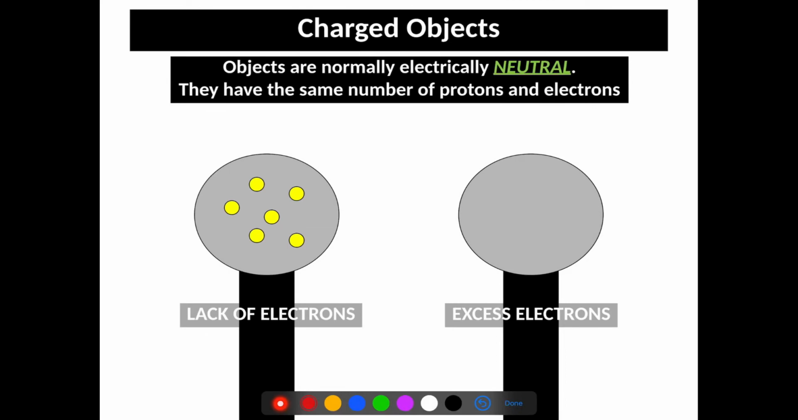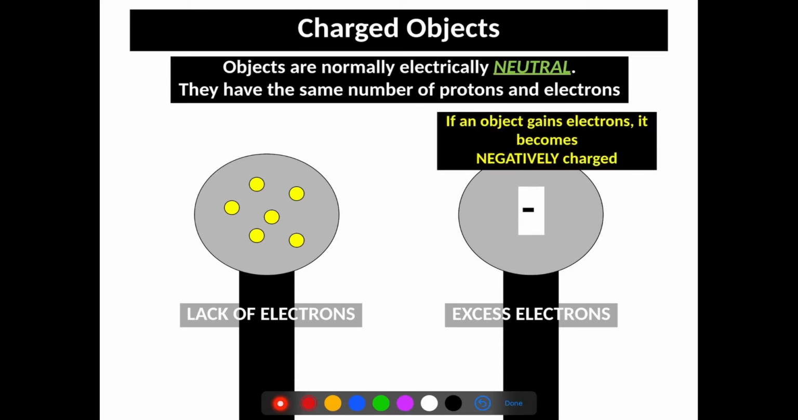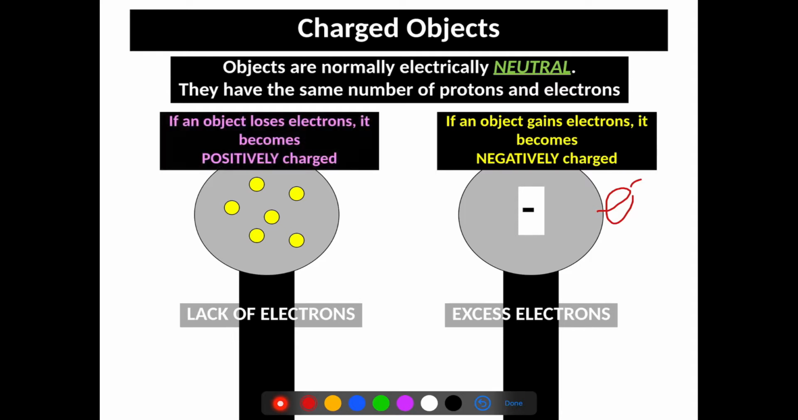So if this sphere here gains electrons, we say it becomes negatively charged. That means it has more electrons than protons. And on this side, this metal sphere lost electrons. It now has more protons than electrons, so it becomes positively charged. So it's all about the number of protons to electrons.